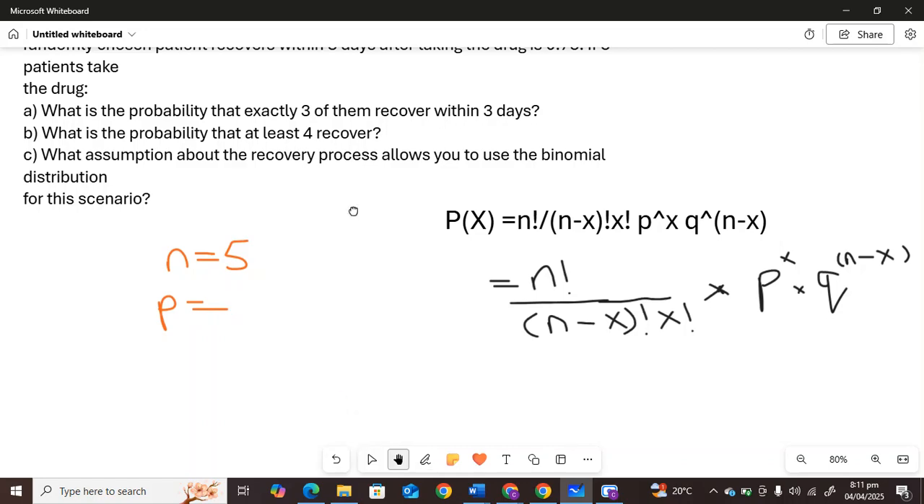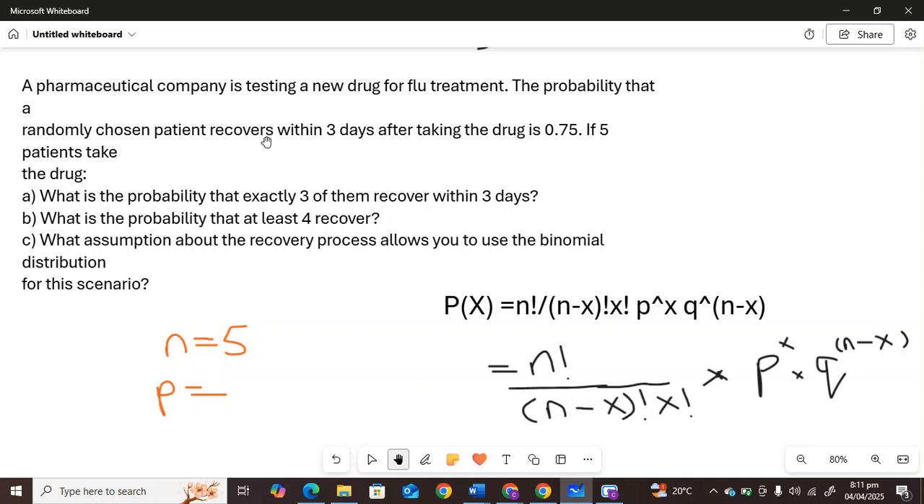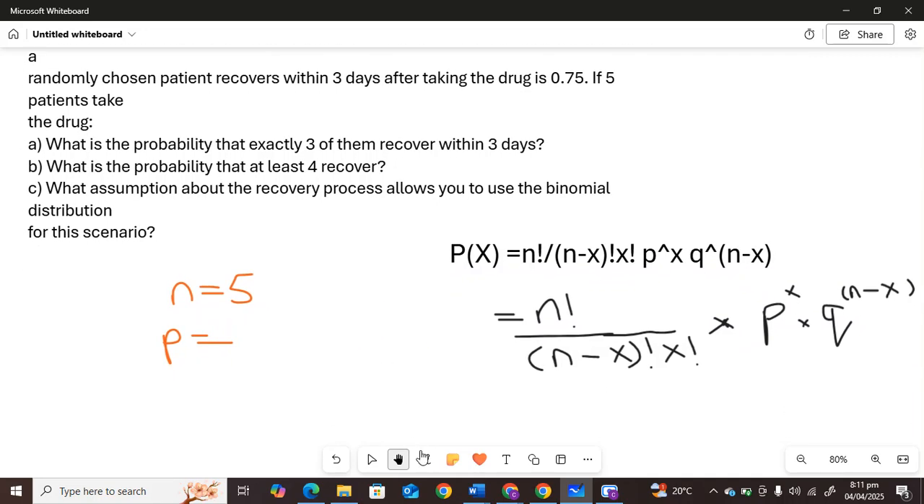Let's say it here. It says the probability that a randomly chosen patient recovers within 3 days after taking the drug is 0.75. So P is the probability 0.75.